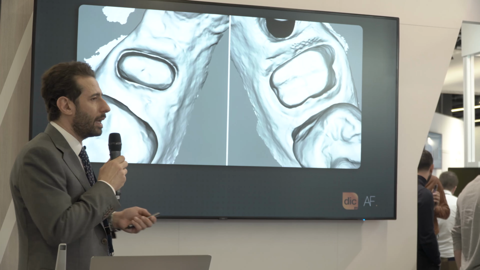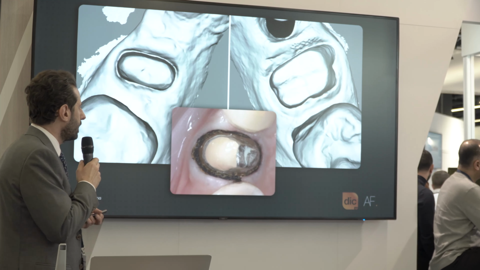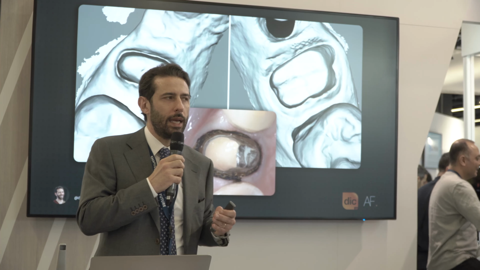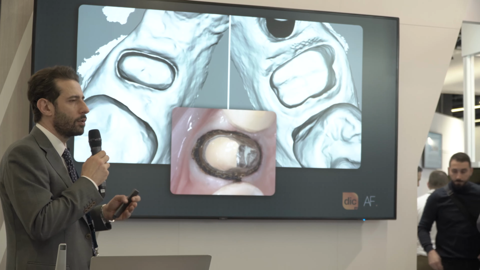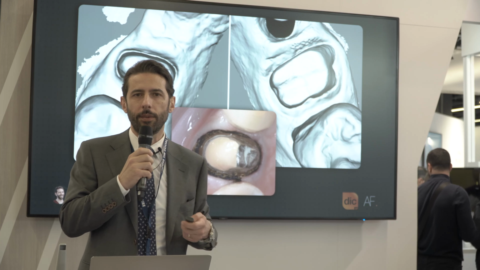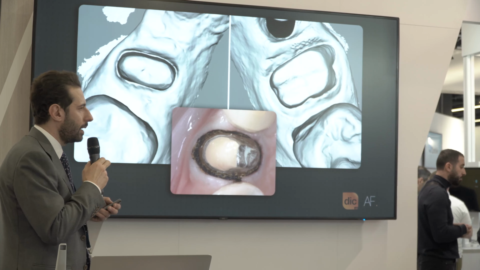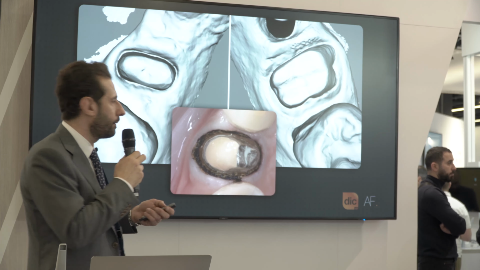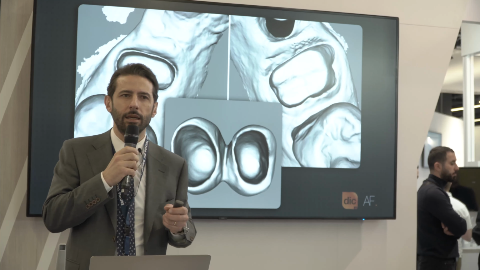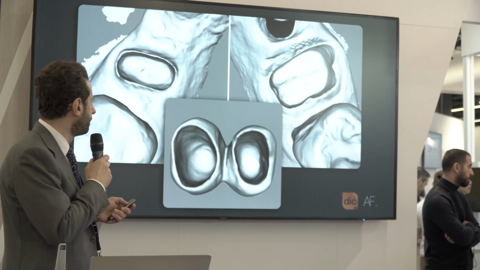Of course, like for conventional impressions, there are some rules. And one of the rules that I follow every day is to place some gingival cords in order to retract the soft tissue, because otherwise it's very difficult or impossible to manage the right gingival adaptation of the future crown. And scanning the temporaries, the result is often ideal.